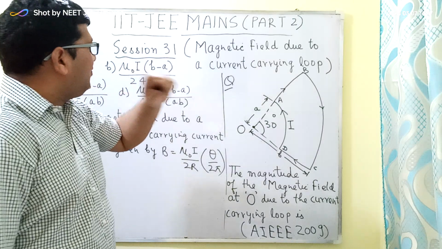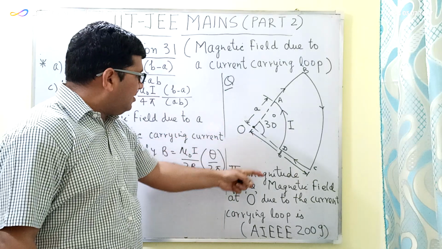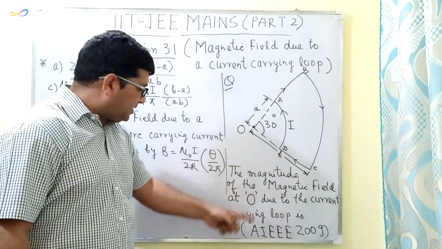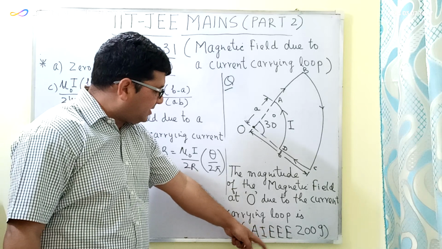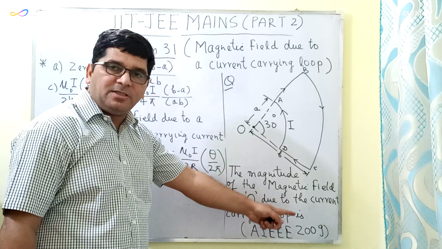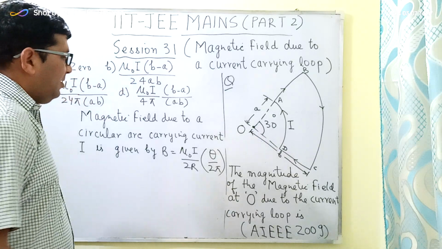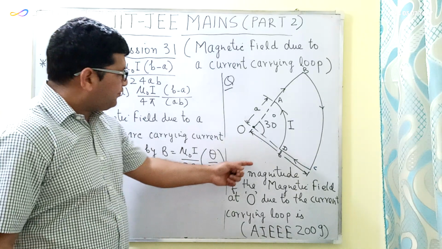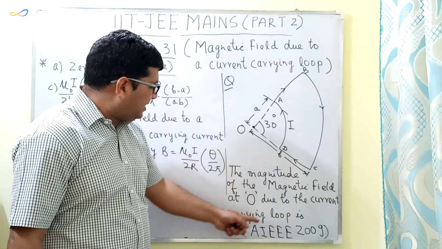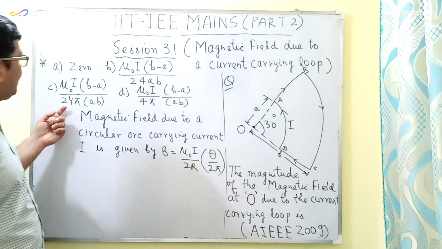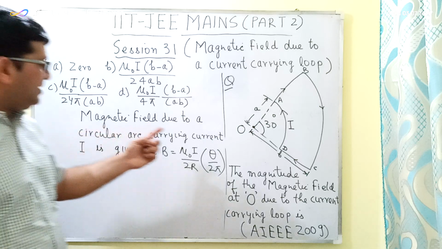The topic is magnetic field due to a current carrying loop, and the question which I have taken for this session was asked in the All India Engineering Entrance Examination, that is AIEEE, in the year 2009. Here the question is: the magnitude of the magnetic field at the point O due to the current carrying loop is. So there are four options given here, and we have to find the correct one.